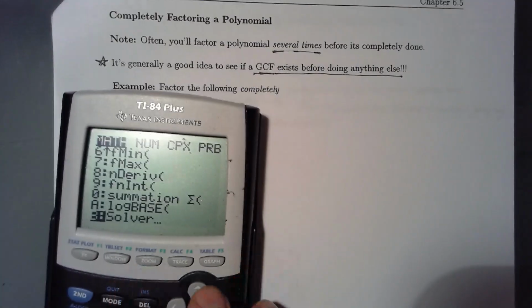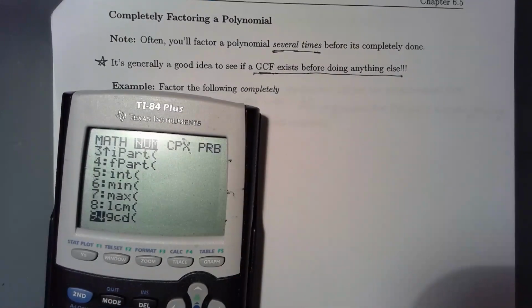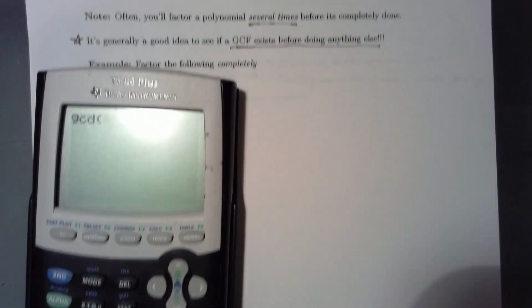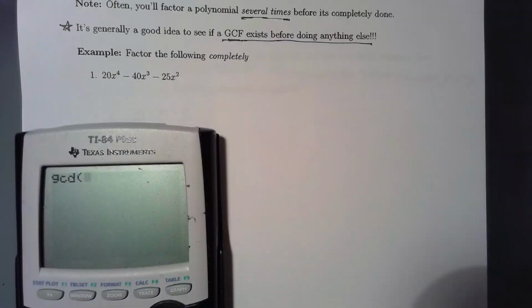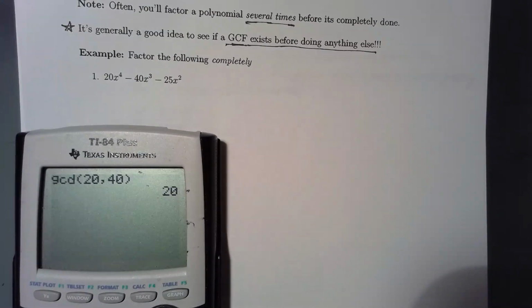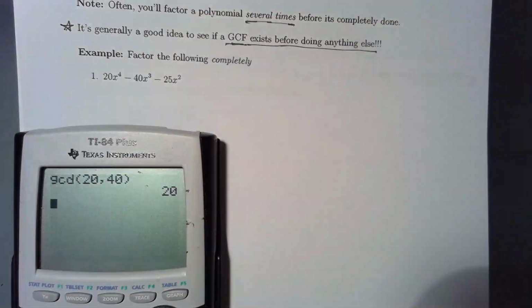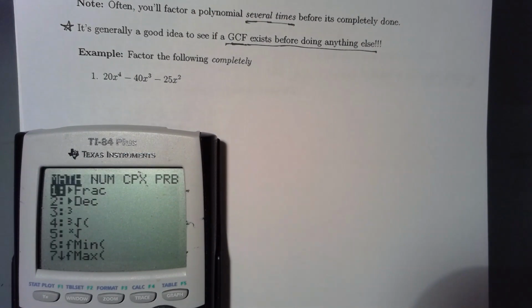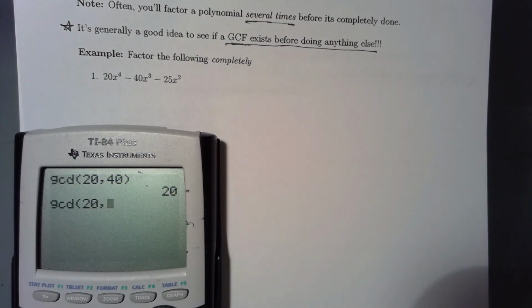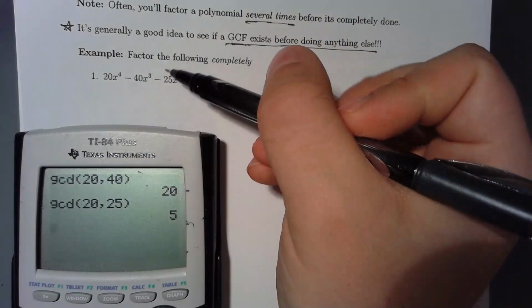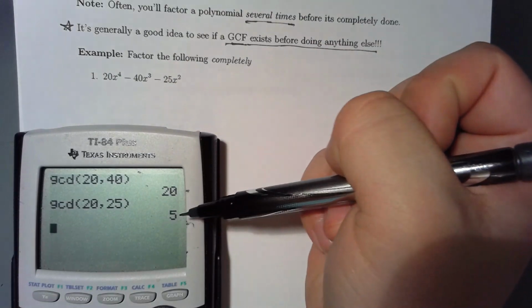Again, you could do the math, go down to GCD like I showed you in the first section. So what's the GCD between 20 and 40? 20 comma 40 is 20. But what's the GCD between 20 and 25? So the highest number that goes into all 3 is going to be 5, right?